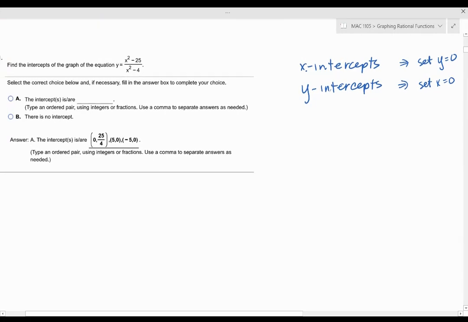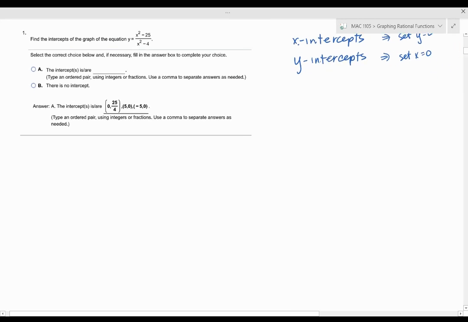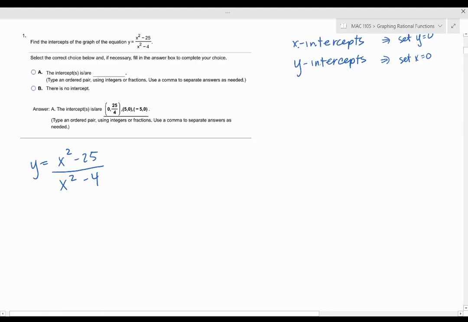Okay, so let's rewrite our problem. So we have y equals x squared minus 25 over x squared minus 4, okay? Now, let me show you something. So our step said, right? Step 2 was to put our function in lowest terms, and then step 3 was to find the intercepts. So before you find the intercepts of your function, you need to make sure that your function is in lowest terms, which means that we've completely factored anything and we've gotten rid of any common terms.